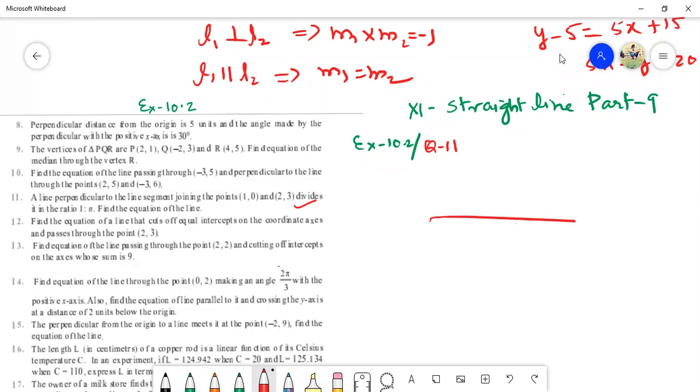Line segment, it is joining the points A(1, 0) and B(2, 3). Okay, and a line perpendicular to this line.